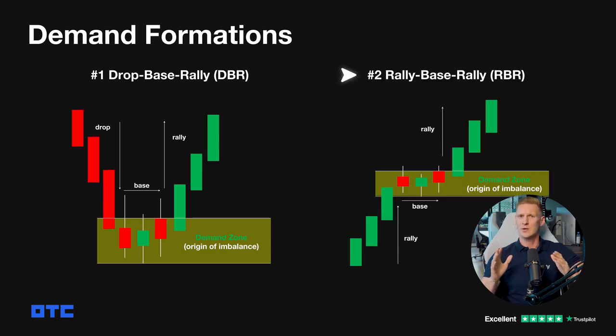Rally, base, rally, RBR. As the name suggests, the price initially rallies, then transitions into a sideways base, another period of balance, before launching into a second strong rally. Once again, the demand zone sits in the base where the market was momentarily balanced before pushing higher.